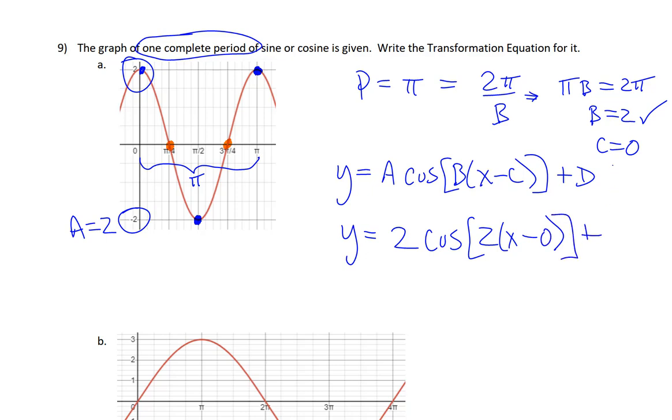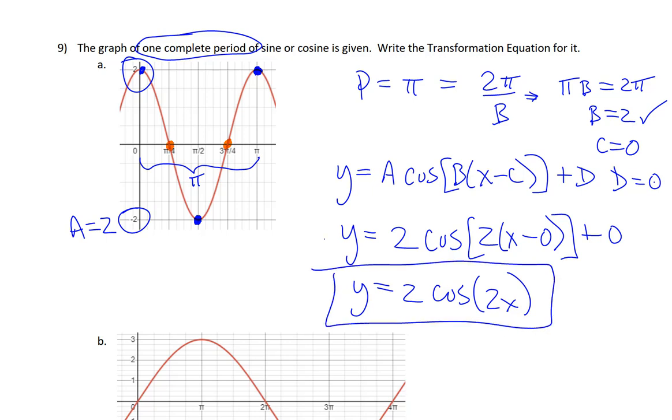And again, there's no movement up or down, so d is also 0. You could say plus 0, but that gets a little redundant at the end. So you could just say in its simplified form, y equals 2 times the cosine of 2x. That's without those zeros in there, and that should account for it. So we worked backwards, but really using the exact same formulas and processes that we've already been using to go forward.